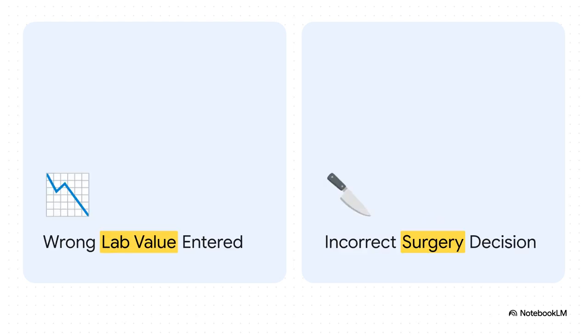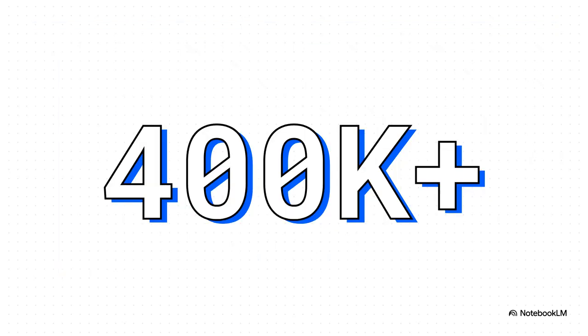Or how about this one? A lab value gets typed in wrong. Maybe two numbers are swapped, or a decimal point is off by one space. It's a tiny typo. But based on that single wrong number, a surgeon decides to either go ahead with or maybe cancel a critical surgery. Think about that. A huge, irreversible action is taken, all based on information that was just plain wrong from the get-go.